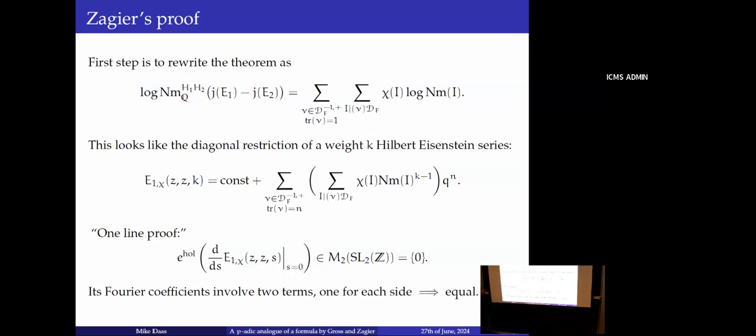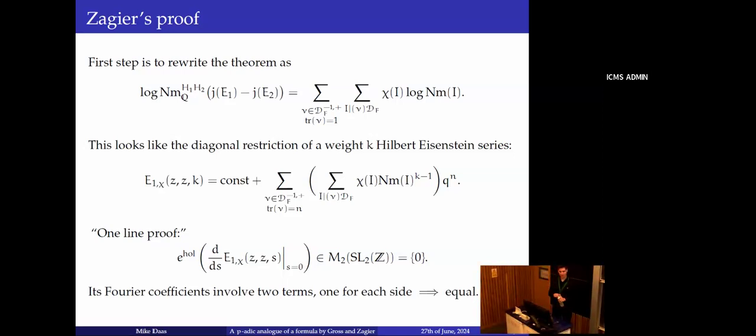And because you've constructed 0, these 2 parts have to be equal. So that's how Zagier did it. And I want to use Zagier's ideas to prove a generalization of this formula to you during this talk.